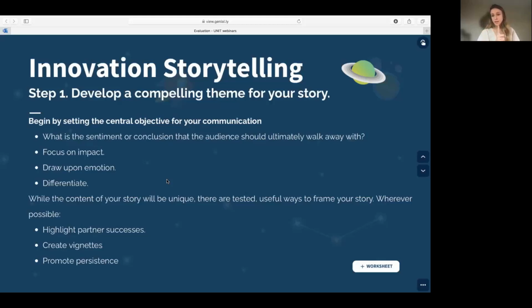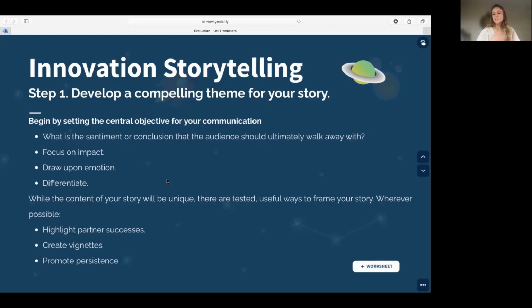Also, when thinking about this central objective, we recommend to focus on impact, of course, on the results, the potential results, or the results that the activity has had. Also, to draw upon emotion, which brings, of course, higher attention and buy-in from participants in general. And to also show how your project, your activity, your initiative is different from others. What is the value added of your activity?